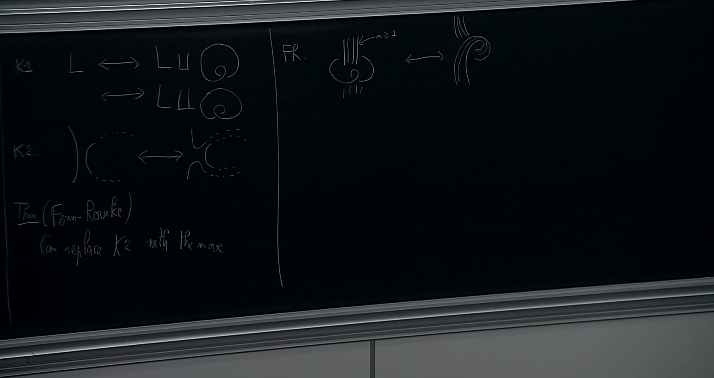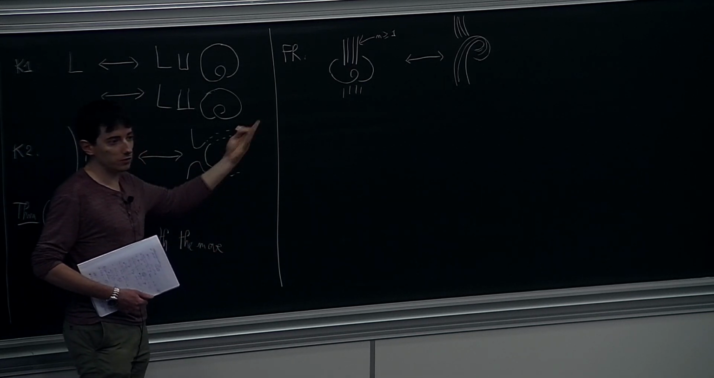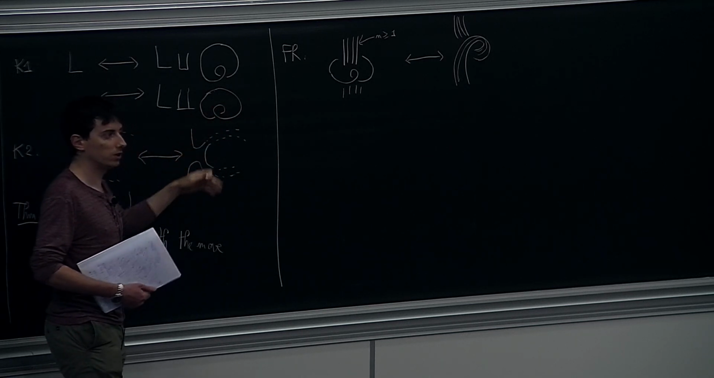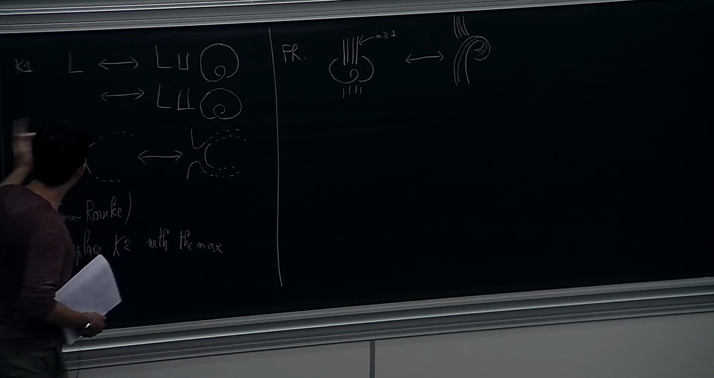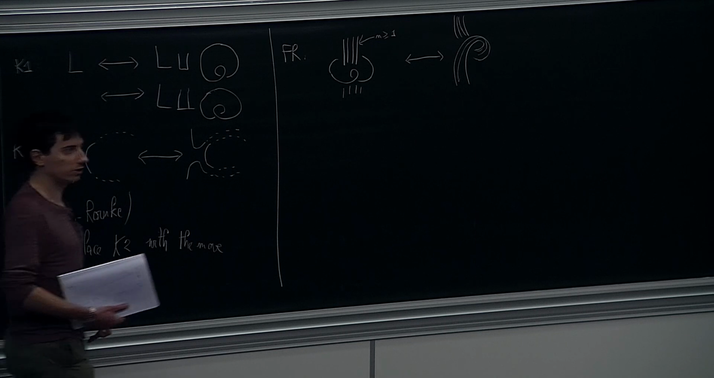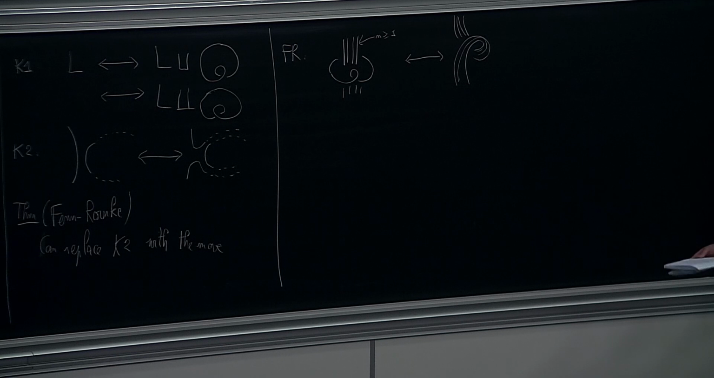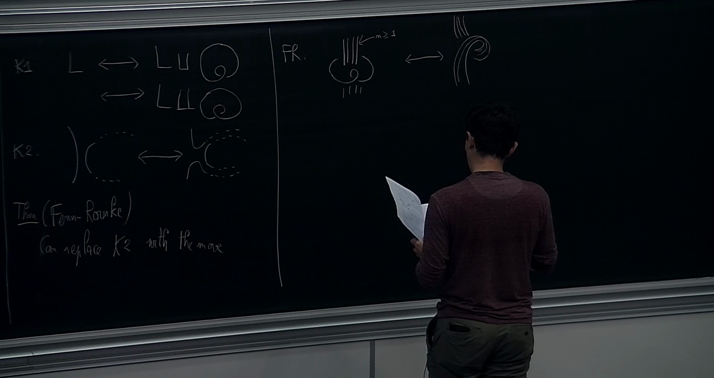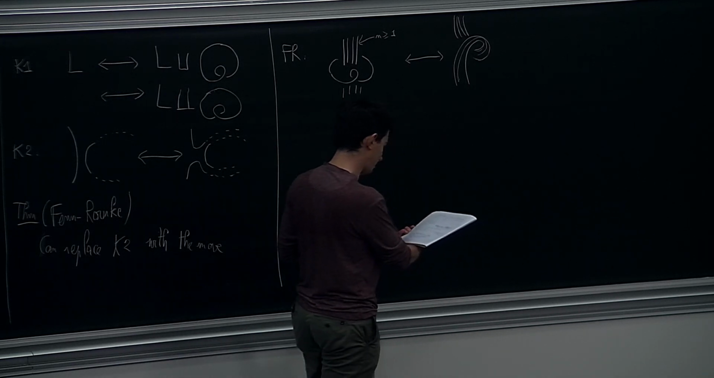Okay, so this is an alternative version of the theorem of Kirby. So you can replace the second move by this one. And once you have the theorem of Kirby, it's not very hard to show this theorem. You can show that these moves and the Kirby moves are equivalent. You can deduce the Fenn-Rourke move from the Kirby moves and vice versa. If you're interested, you can try to do the exercise yourself.